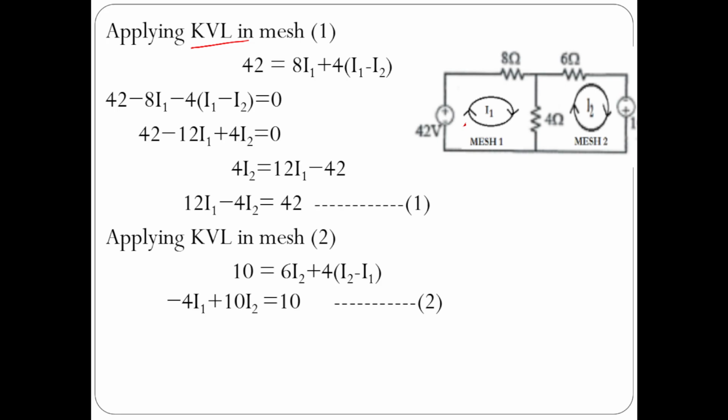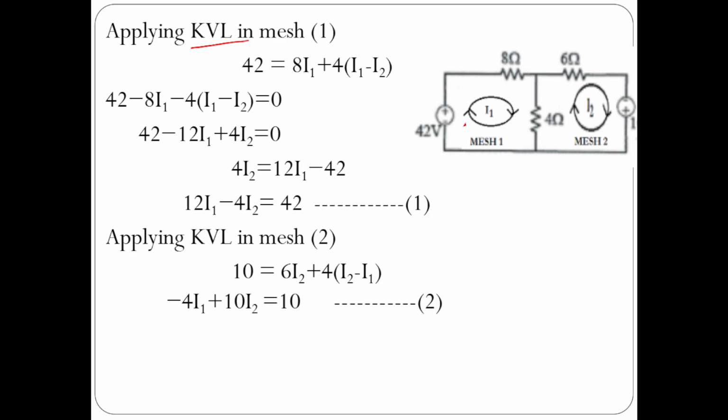8 into I1, resistance into current. This is the voltage in 8 ohms. What is the voltage in 4 ohms? If you observe, 4 ohms is in between two loops or two meshes, in between mesh 1 and mesh 2. The current direction in mesh 1 is downward. The current direction in mesh 2 is upward. Both are opposite to each other.